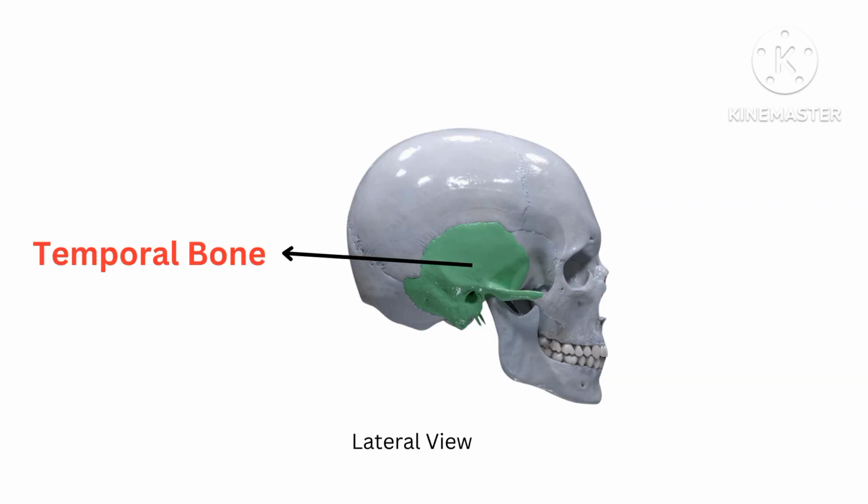Now we're going to study temporal bone in humans. The temporal bone is a paired, complex bone located on the lateral sides of the skull, contributing to the cranial structure and housing structures of the ear.